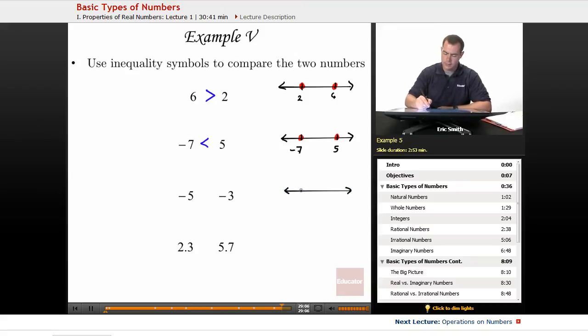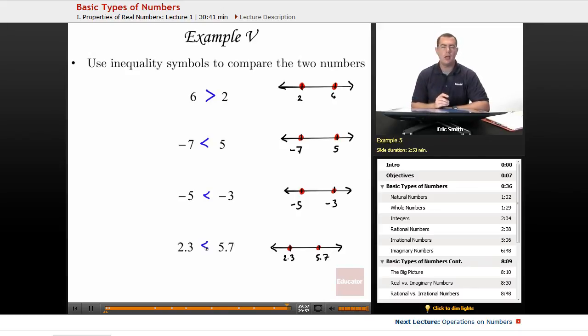Negative 5 and negative 3. Well, negative 5 is further down than negative 3. So I know that it will be less than negative 3. All right, and one more. 2.3 and 5.7. 5.7 would be much larger. So I know that 5.7 is greater than 2.3, or in the order that they're in, 2.3 is less than 5.7. So these symbols are really handy in showing the comparison, especially where they are on a number line.